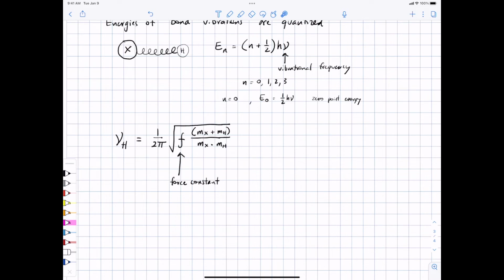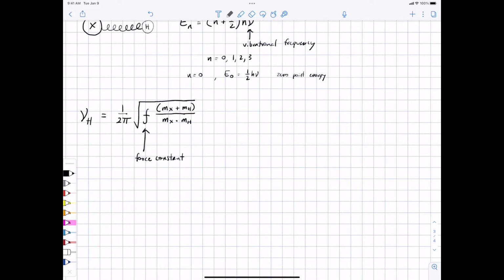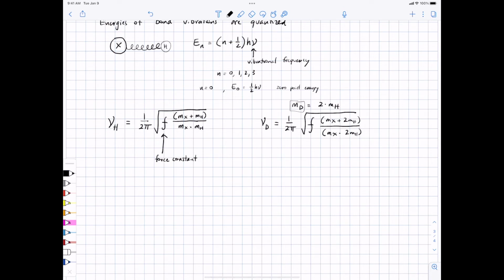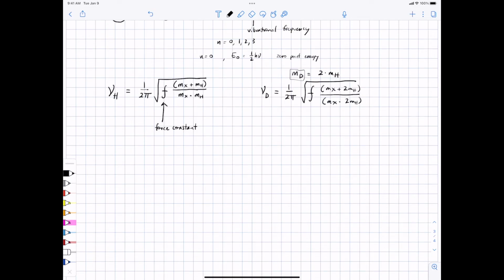So this number is influenced by the mass of either atom. And because the mass of deuterium is 2 times the mass of hydrogen, the vibrational frequency for deuterium should be, again with the same force constant, mX plus 2 times mH in the numerator, and in the denominator mX times 2mH, where mD is equal to 2 times mH. Let's choose, for example, the mass of X to be 12, like for carbon, and m of H is 1, m for deuterium is 2.